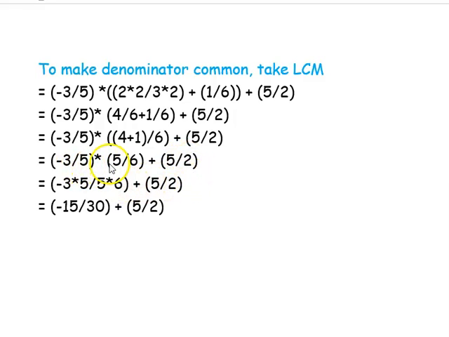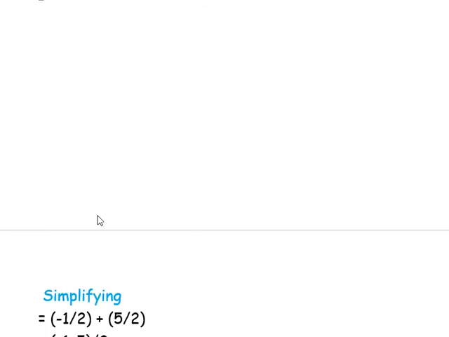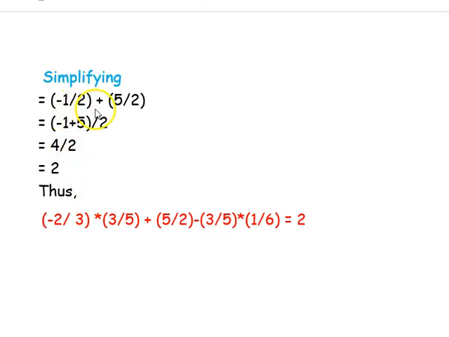So now I am considering this and I am multiplying the numerator and denominator separately. So that's minus 3 times 5 divided by 5 times 6 plus 5 by 2. So minus 3 times 5 is minus 15 divided by 5 times 6 is 30 plus 5 by 2. Now we can simplify this minus 15 by 30 as minus 1 by 2 plus 5 by 2. So here the denominator 2 is common. So I am taking 2 out and I am adding the numerator. So minus 1 plus 5 divided by 2. So minus 1 plus 5 is 4 divided by 2. If you simplify this, you will get 2.